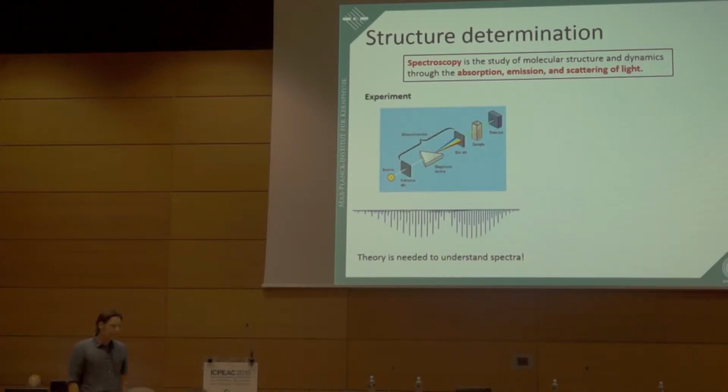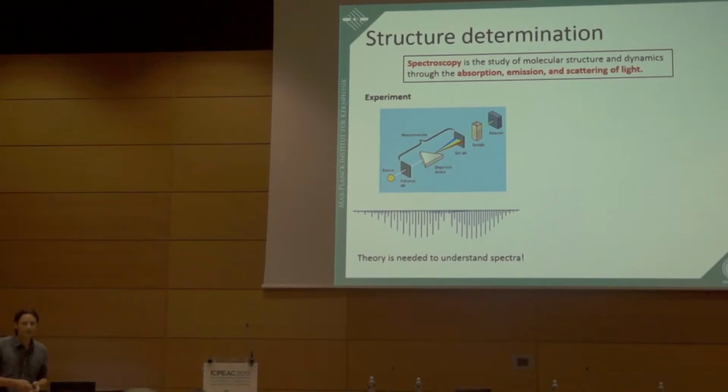Well, a typical experiment could look like this. One has a light source, a monochromator. Then one shines this monochromatic light through a sample and in the end detects it. And what one gets out of this experiment is then a spectrum which could actually look like this.